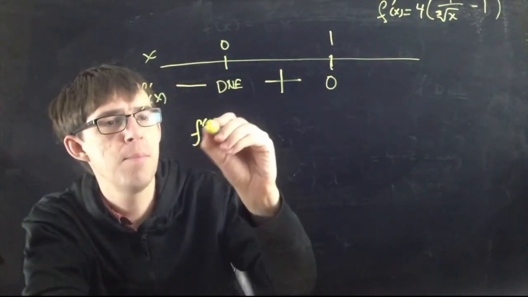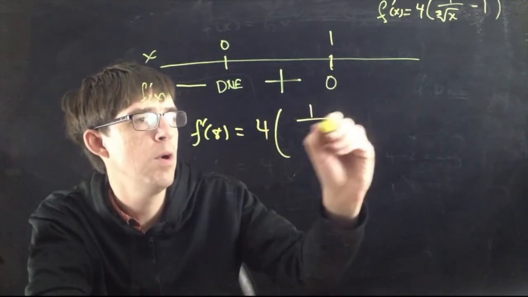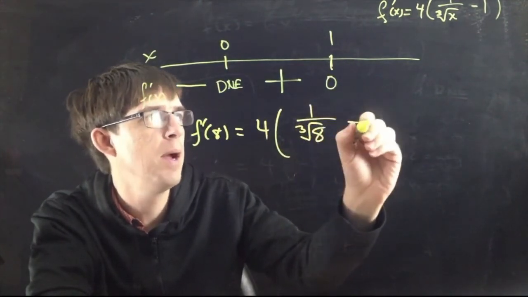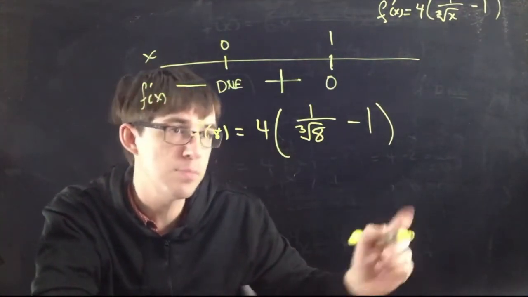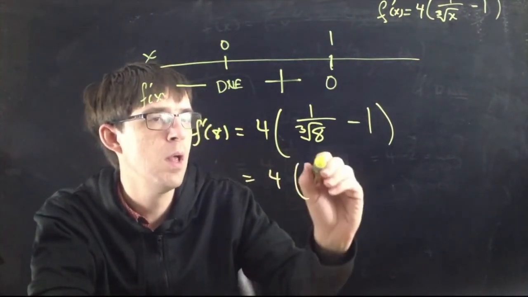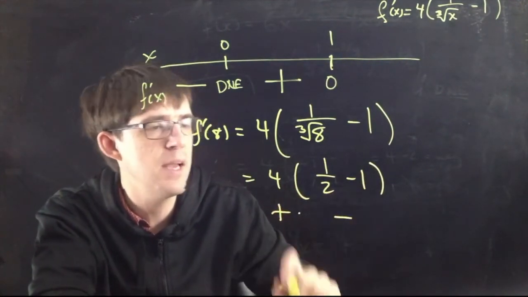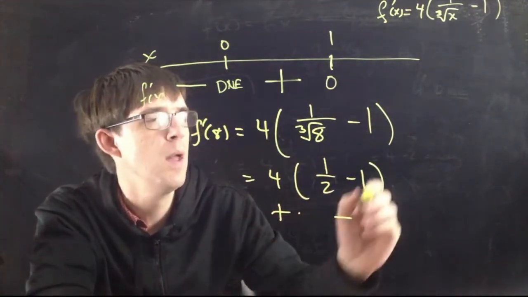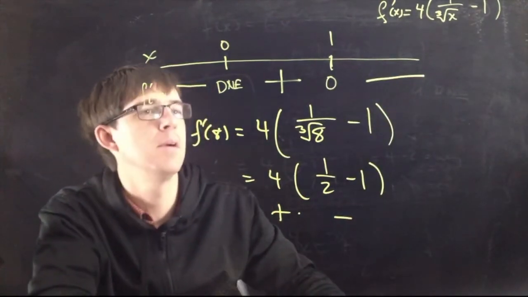Let's do it. F prime of 8 is, plug everything in, 1 over cube root of 8 minus 1. And what is the cube root of 8? It's 2, because 2 times 2 times 2 is 8. So this is 1 over 2 minus 1. And what we have here is positive times negative, right? A half minus 1 is negative. So this is negative, so I put negative right there. All right.